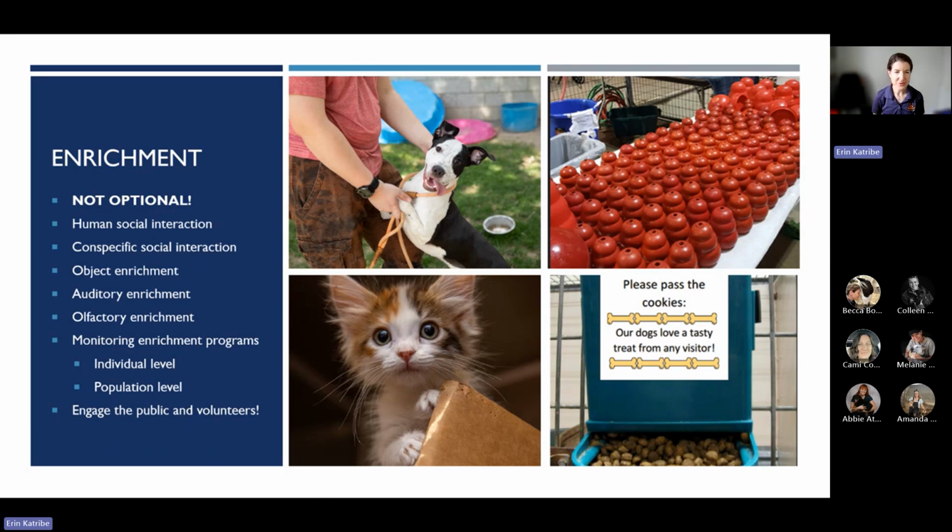No matter what, in shelters, we want to monitor our enrichment programs. We're providing enrichment, but are the individual animals using it? Are they getting what we want them to out of that enrichment? And as with any program that we're putting resources into, what does that enrichment on the population level look like? This is a great place to engage the public and volunteers. I have some examples of that, right? Volunteer engagement with stuffing Kongs, as an example.